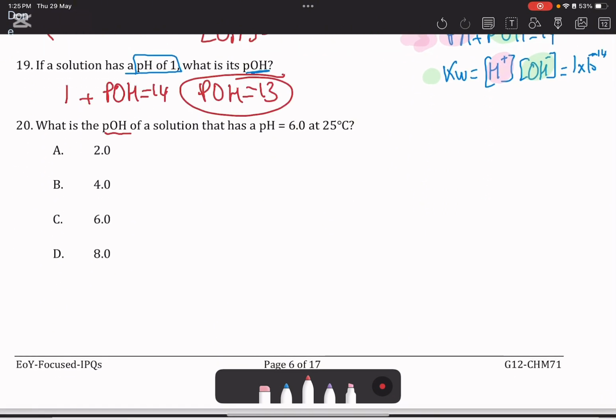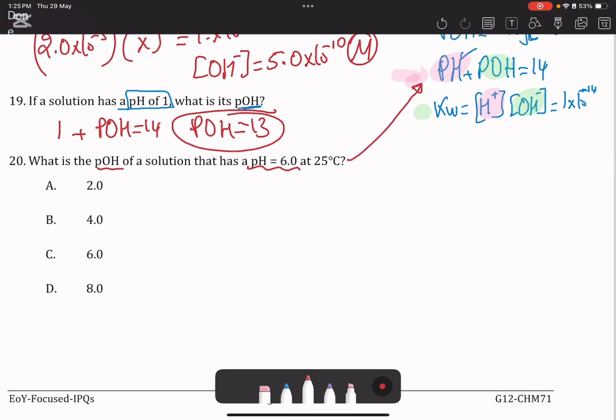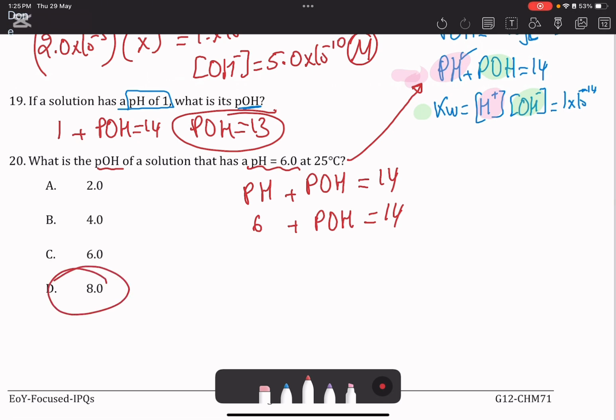Again, what is the pOH if pH is 6? I'm going to use the same formula. The pH is given, and they are asking about the pOH. According to this formula, 6 plus pOH equals 14, so pOH is 8.